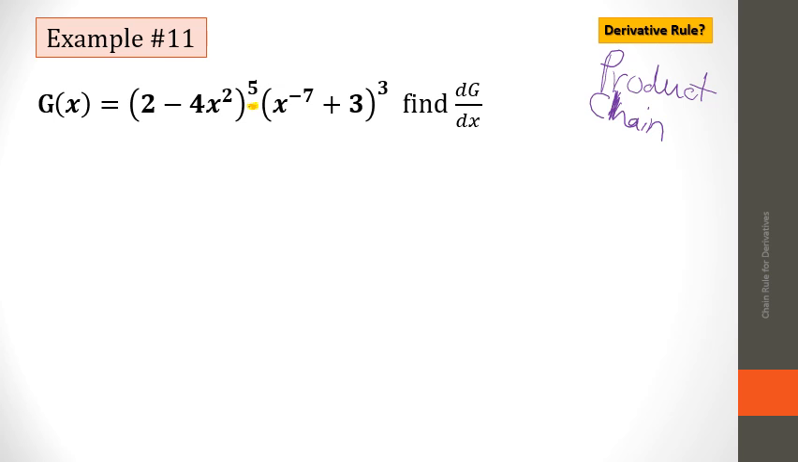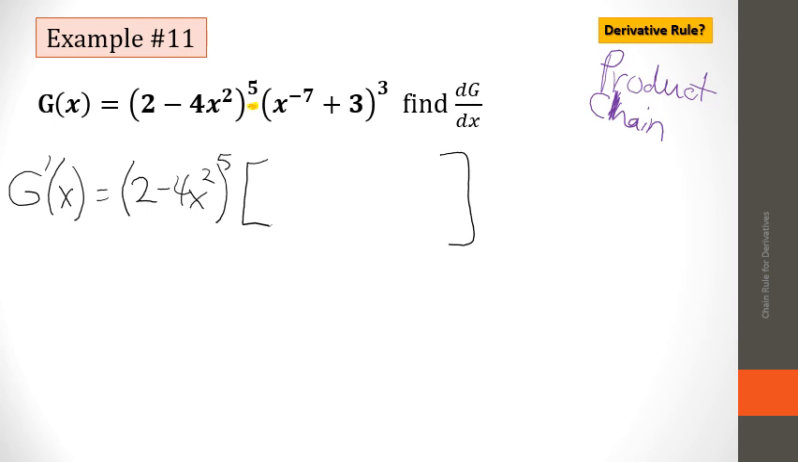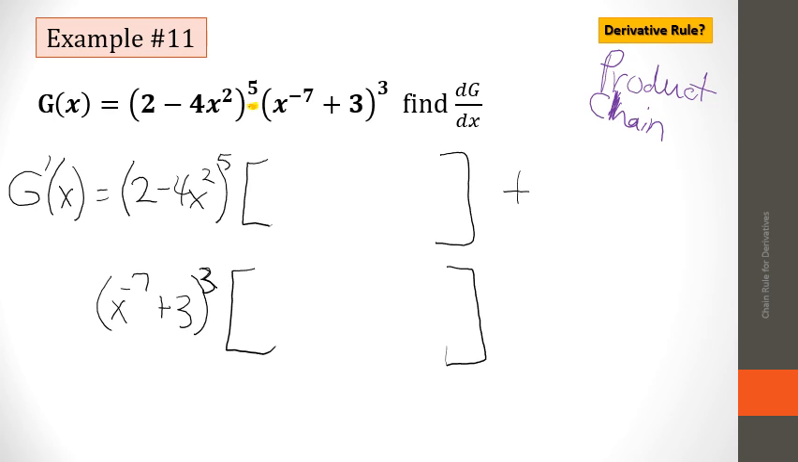So let's start. So G prime, we have the first function times the derivative of the second plus the second function times the derivative of the first. Okay, so first times the derivative of the second plus the second times the derivative of the first. And so that's the product rule. Check. Now we need to do the chain rule.